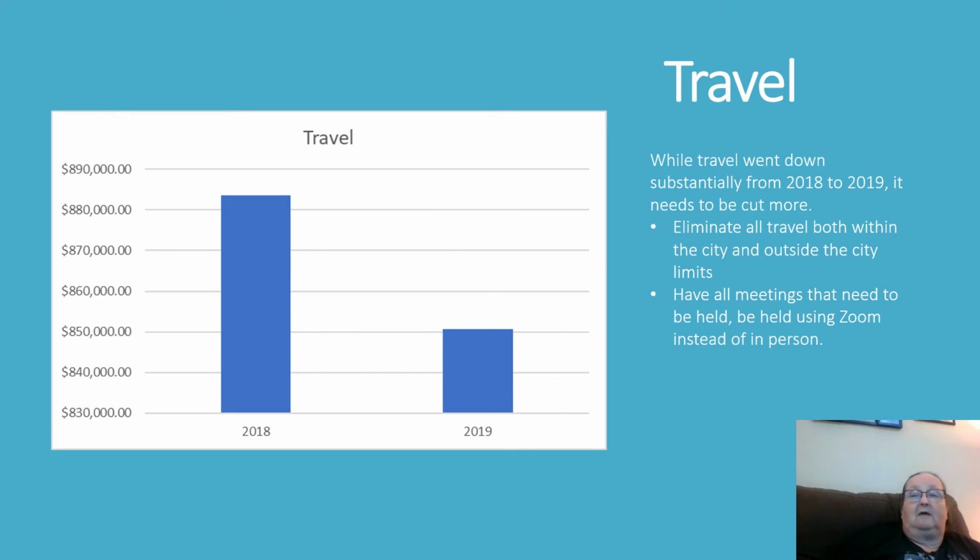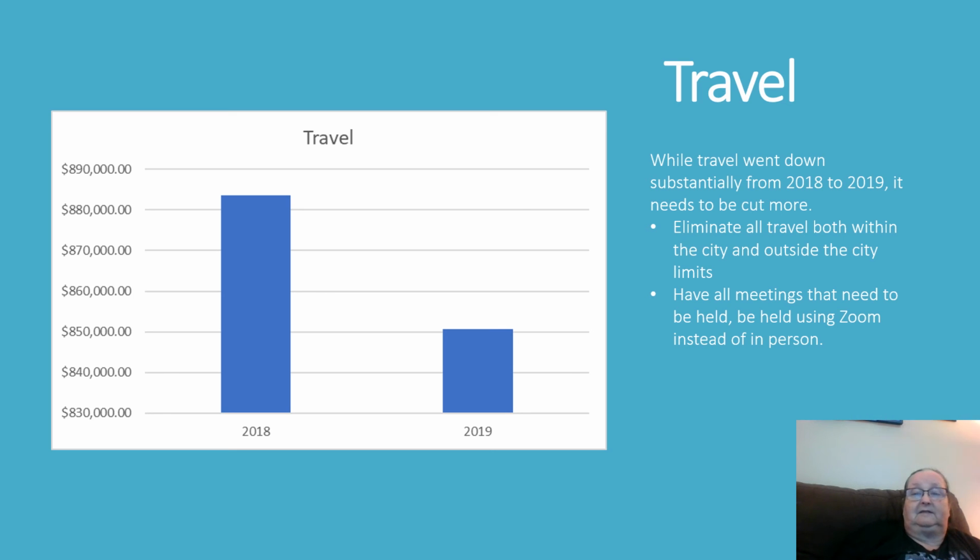The next thing I looked at was travel. That is definitely something that can be eliminated. And in this day and age of COVID, it is probably not a good idea anyway, as we don't want to risk the employees becoming sick. But if you do look at the 2018 and 2019 graph, you will see that travel did substantially go down in 2019, which is definitely a good thing.